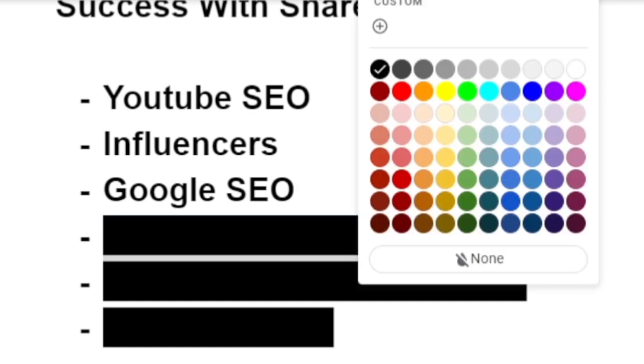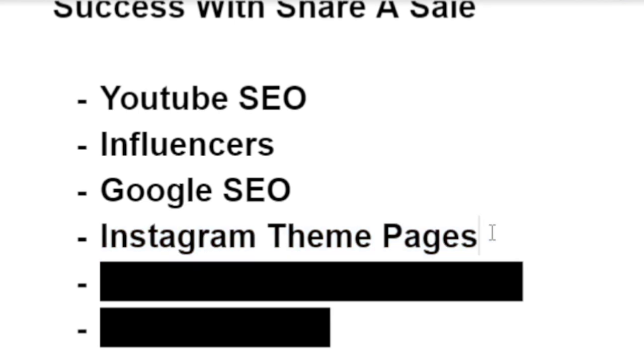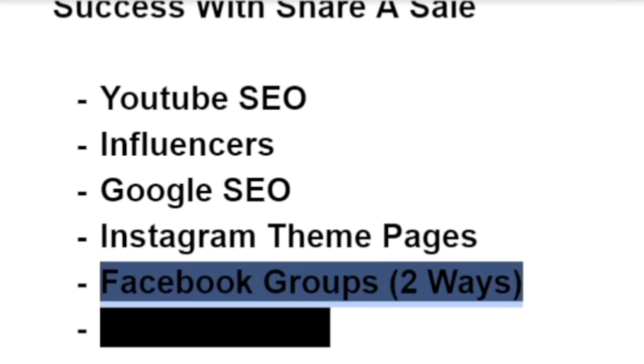These Instagram theme pages, you get to build a page, and you post on the page about a particular topic. It can be a page for writers. Grow your followers, put your link to Grammarly in the description, and recommend Grammarly to them each and every time. So the next one here is Facebook groups.